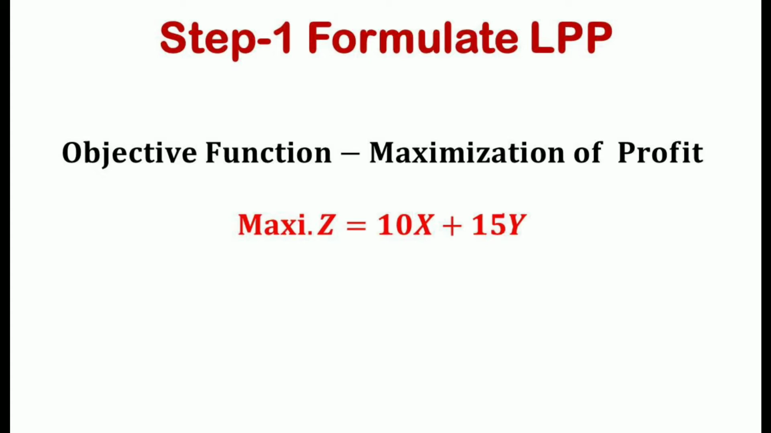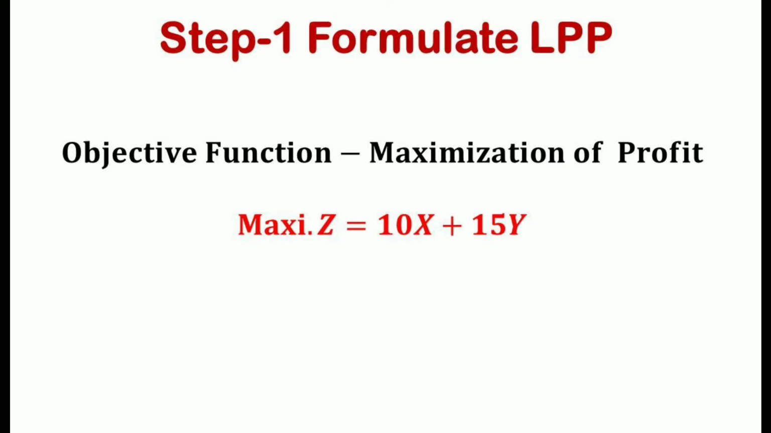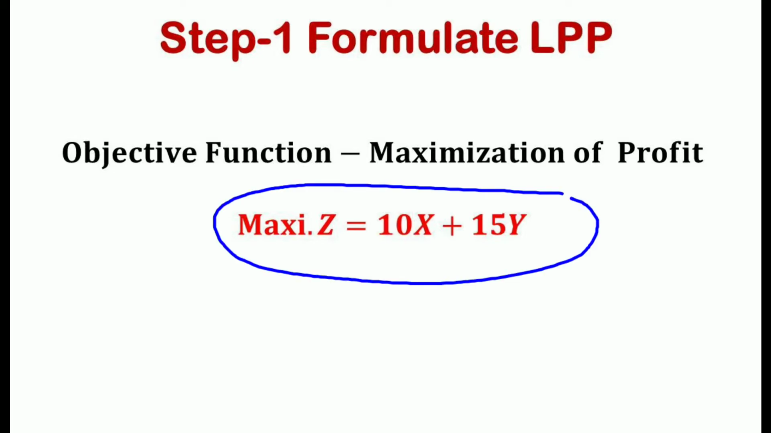We have already discussed in the last videos the mathematical formulation of a linear programming problem. Therefore, here we have mathematically formulated a linear programming problem. Here also we have two decision variables, that is x and y. Our objective function here is maximization of profit. We want to optimize the given objective function, that is maximize z equals 10x plus 15y.